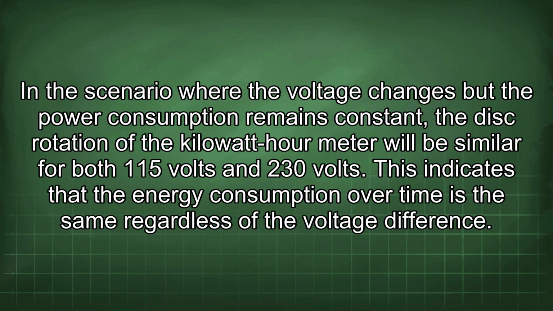In the scenario where the voltage changes but the power consumption remains constant, the disk rotation of the kilowatt-hour meter will be similar for both 115 volts and 230 volts. This indicates that the energy consumption over time is the same regardless of the voltage difference.